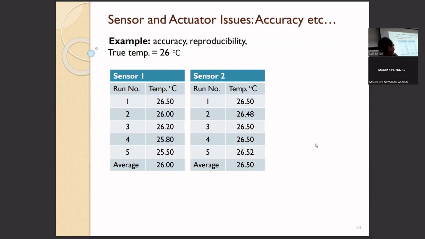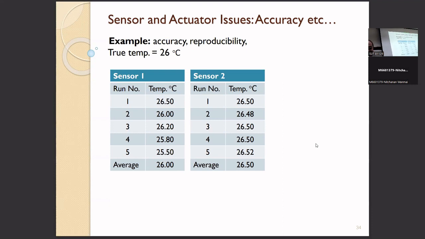Okay. I think I talked to you already. We have two sensors, sensor 1 and sensor 2. I would like to know which sensor has high accuracy and which sensor has high reproducibility. Sensor 1 measures the temperature: 26.5, 26.2, 25.8, 25.5, average is 26. This is sensor 1. And sensor 2 is 26.5, 26.48, 26.5, 26.5, 26.2. Average is 26.5. And the true value is 26 degrees Celsius. You compare these sensors: which sensor has high accuracy, which has high reproducibility, or both high or low.